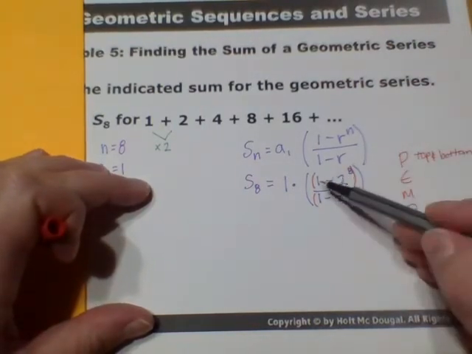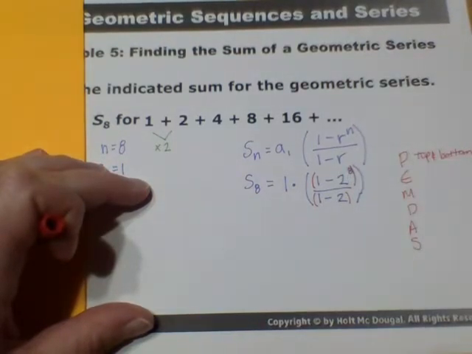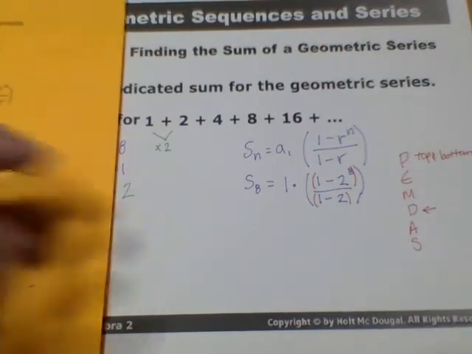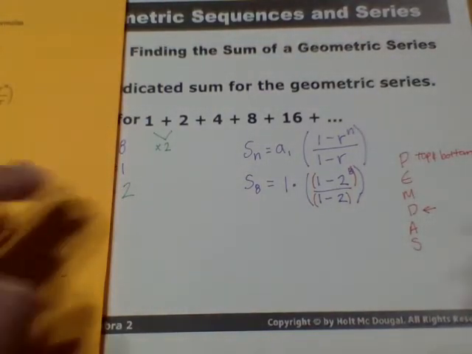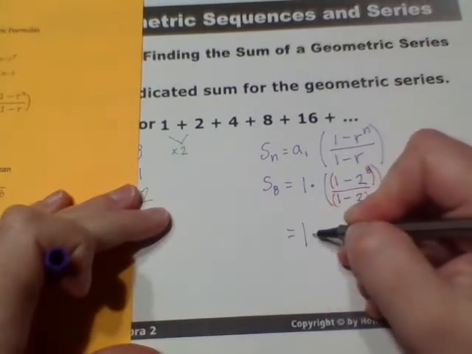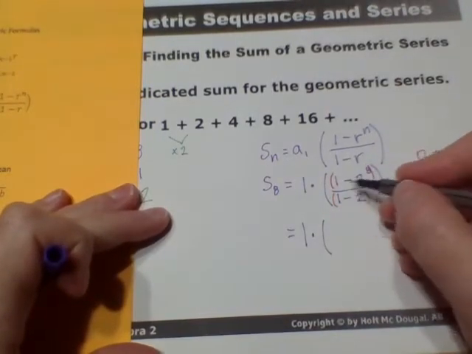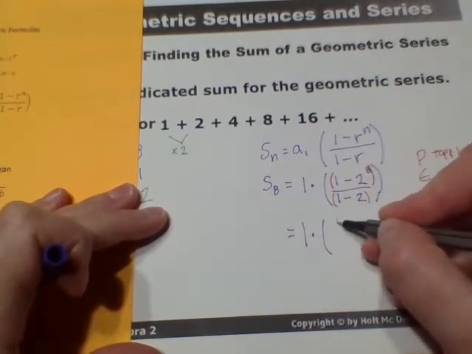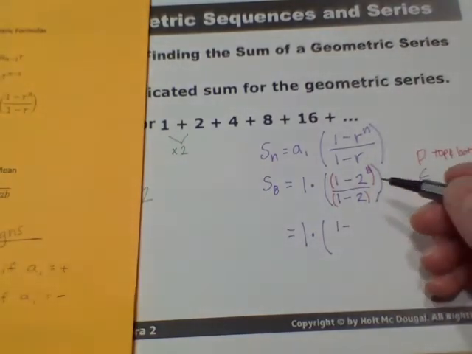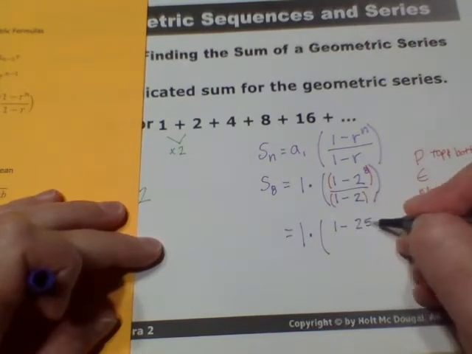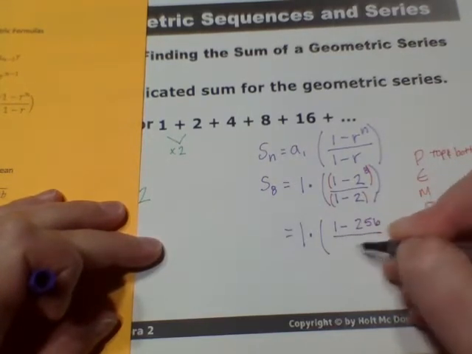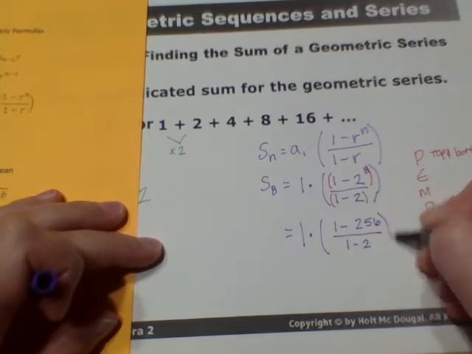Once we evaluate the top doing PEMDAS itself and then the bottom doing PEMDAS, then we can start to divide. Okay, so the first thing that I'm going to do is the numerator. And so again, we have 1 times this fraction, so it's 1 minus 2 to the 8th. But 2 to the 8th is 256. And then that's still over 1 minus 2.